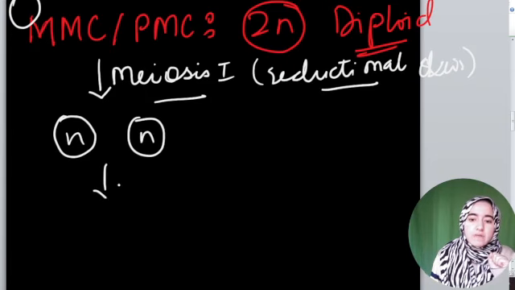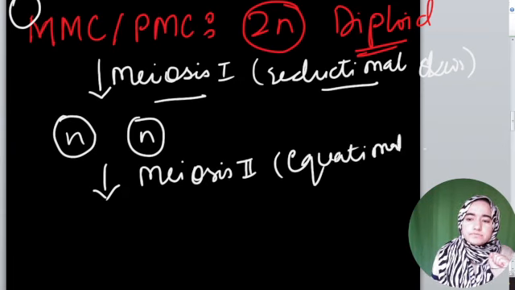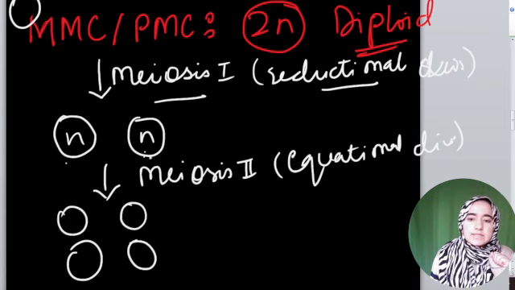After meiosis 1, meiosis 2 will happen. And meiosis 2 is just like mitosis, meaning equational division. Division will happen. This one cell will get converted into two cells, and it's equational division. That means polarity won't get halved. It will be the same: n, n, n, n.